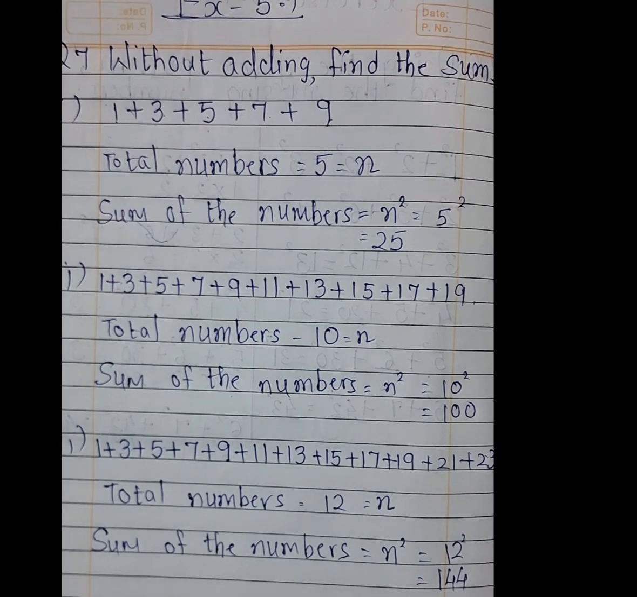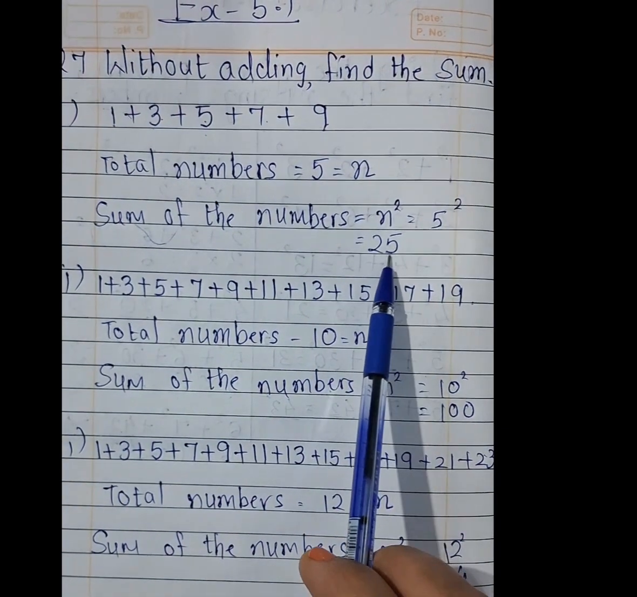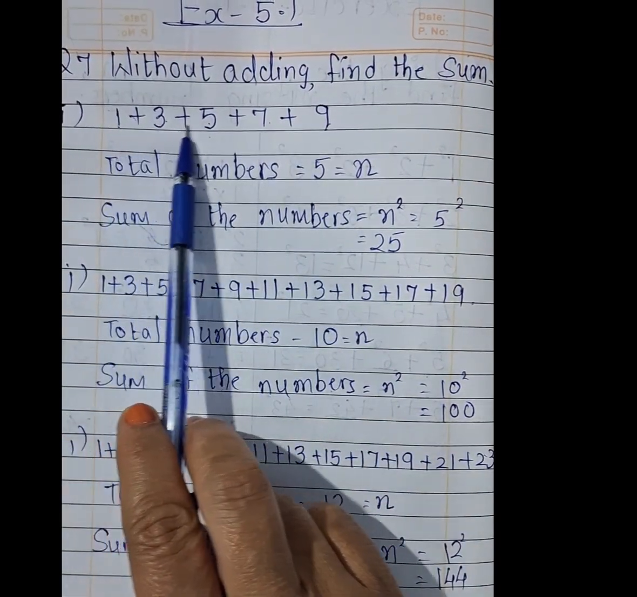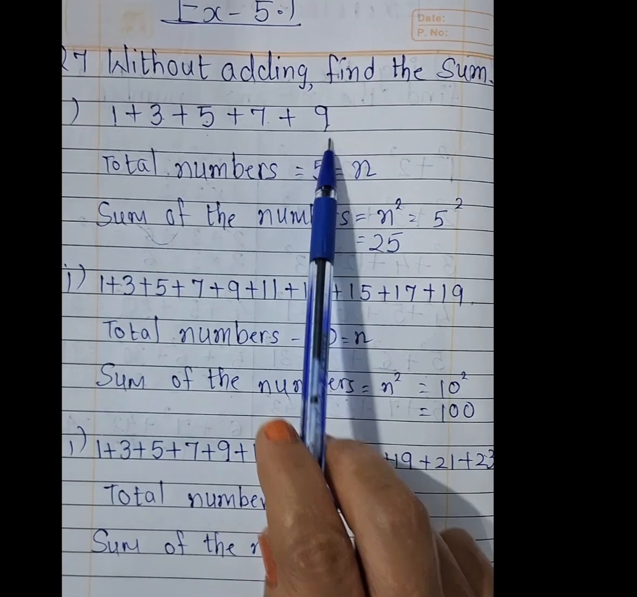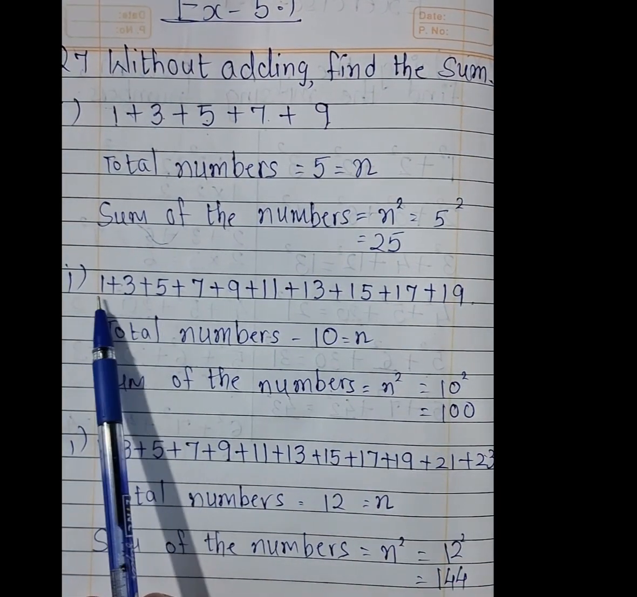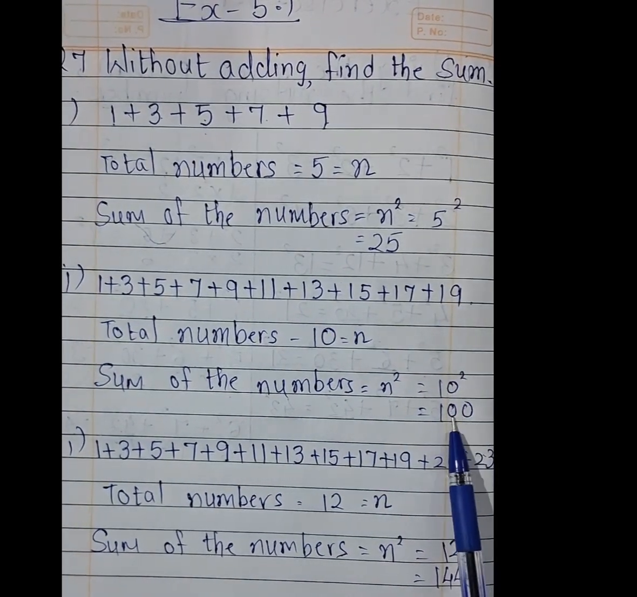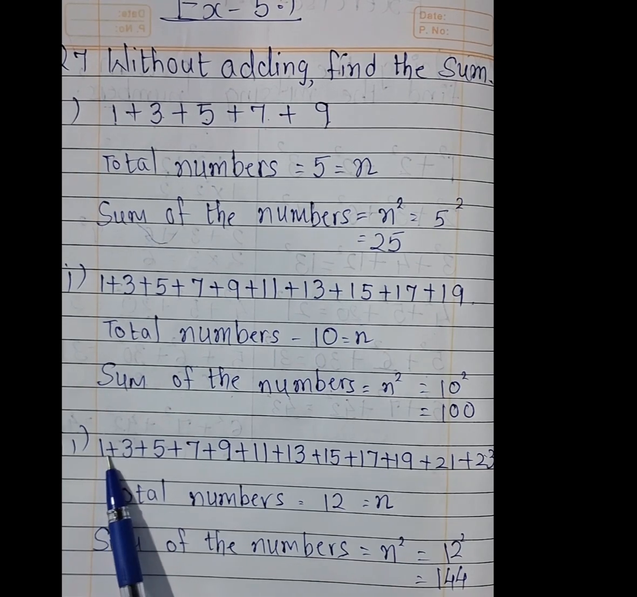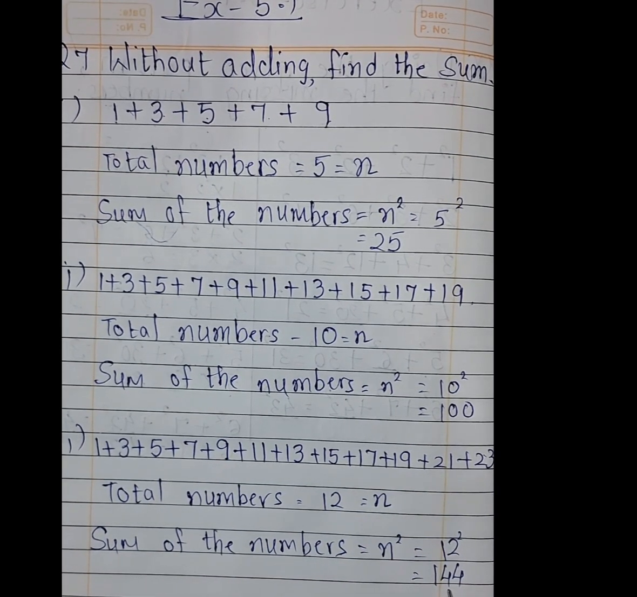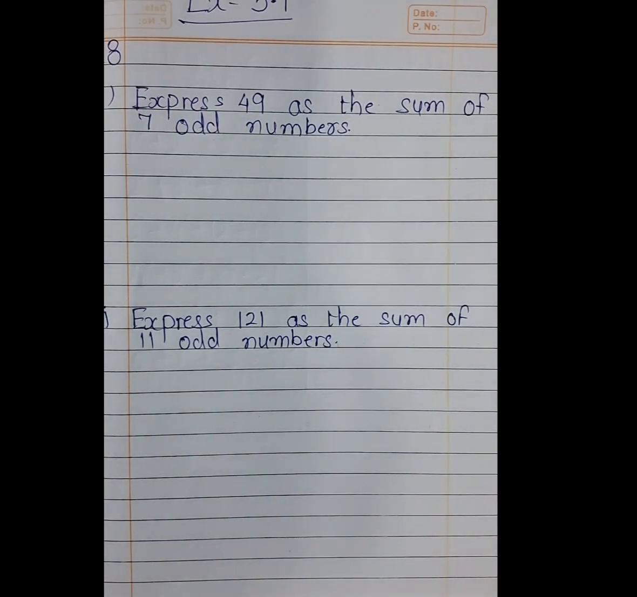In this question, we can make out one thing, that when you add consecutive odd numbers, you are getting squares. Like for example, these are first 5 odd numbers. So when you are adding first 5 odd numbers, you are getting the sum as 25, which is square of 5. Again, when you are adding consecutive first 10 odd numbers, you are getting the answer as 100, which is again a square number. When you are adding consecutive 12 odd numbers, you are getting the answer as 144, which is again a square number. Okay students, now moving on to question number 8.